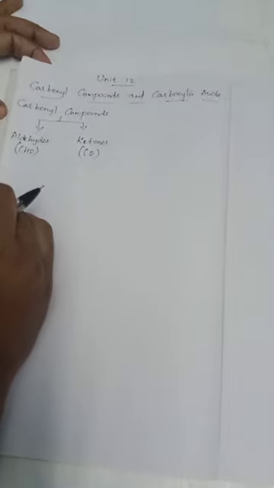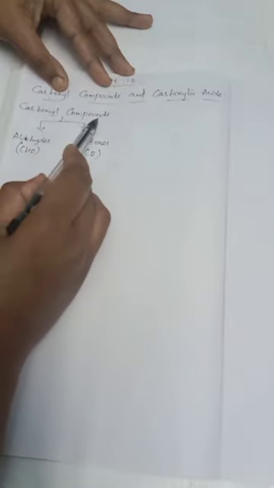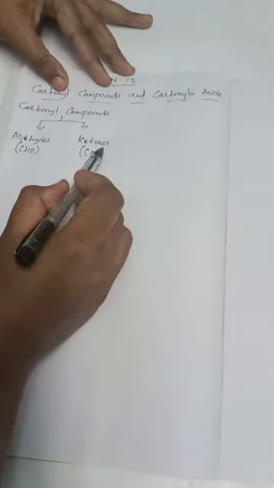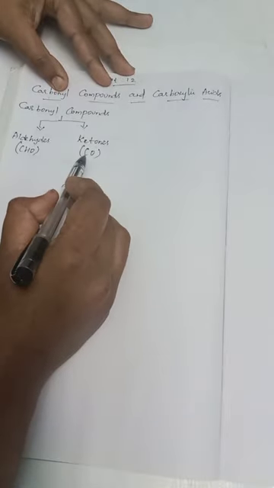So you know that in the past few classes we have been discussing unit 12, carbonyl compounds and carboxylic acids. In this unit we have completed a few parts from carbonyl compounds. You know that aldehydes and ketones come under carbonyl compounds. The aldehyde functional group representation is CHO. For ketones, the representation is CO.